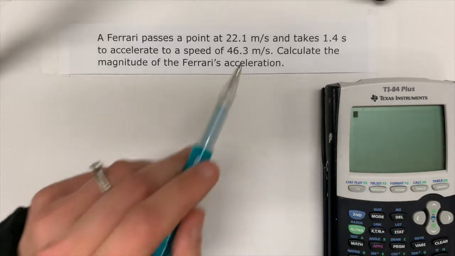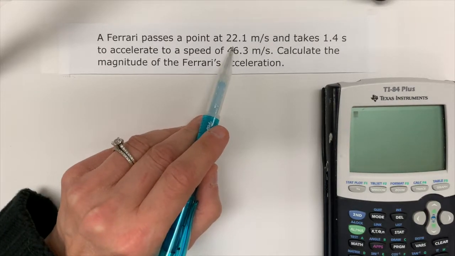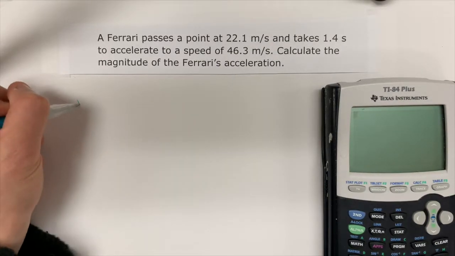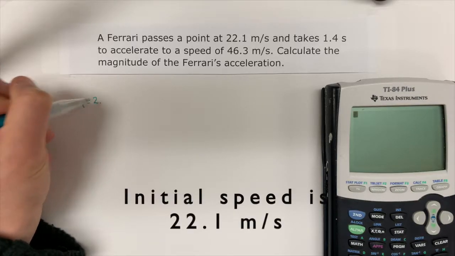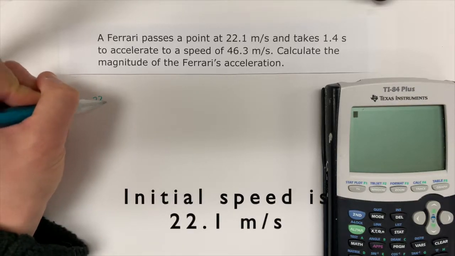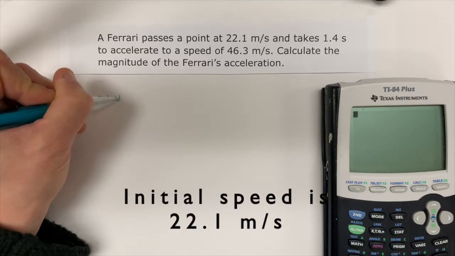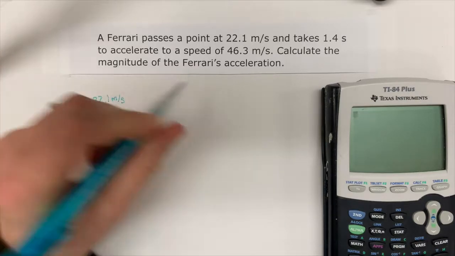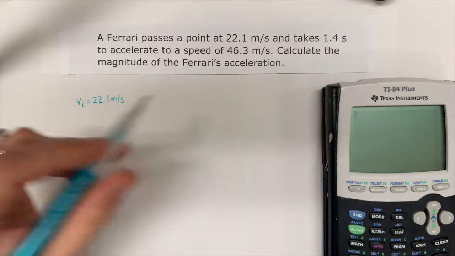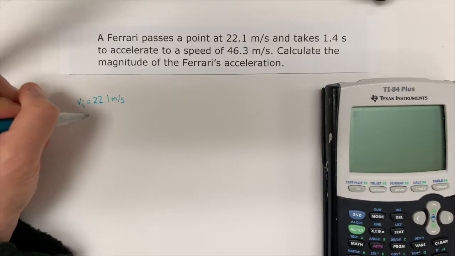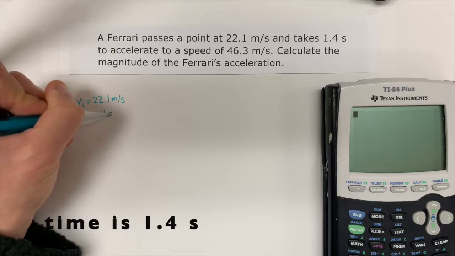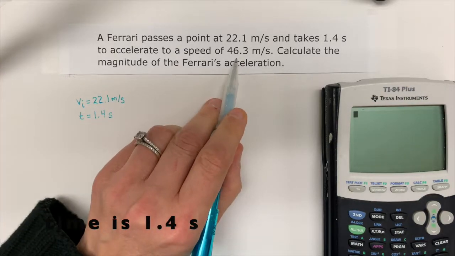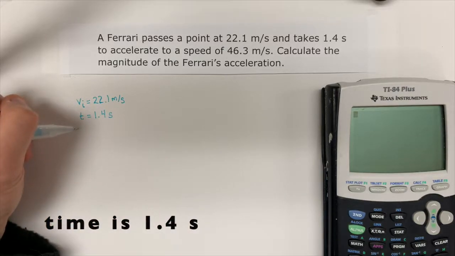So the first number I've been given is 22.1 meters per second, and that's the initial speed of my Ferrari. It then says it takes 1.4 seconds, which is a time, to accelerate to a speed of 46.3 meters per second.